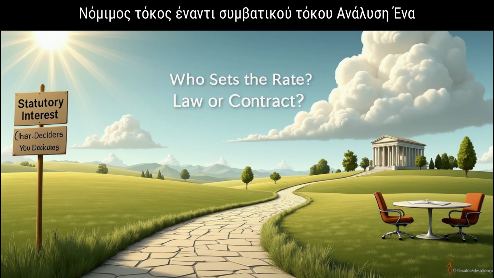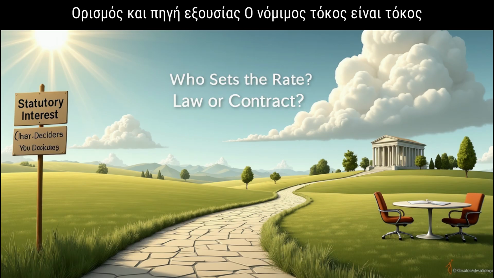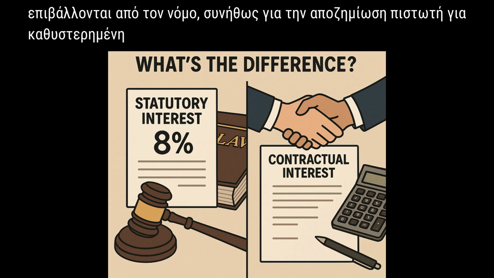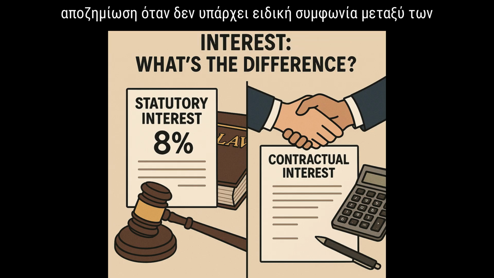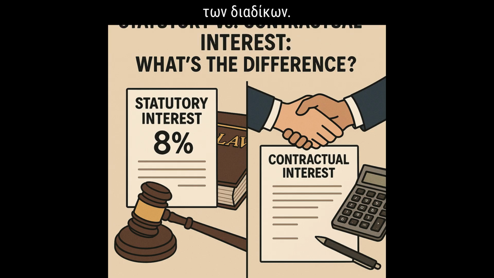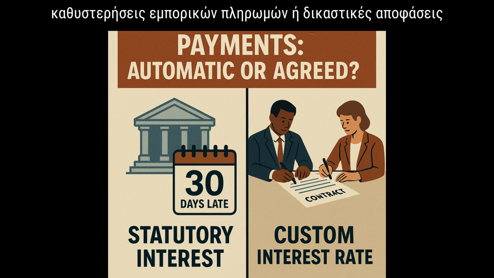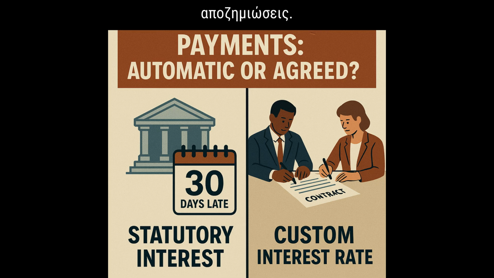Statutory interest versus contractual interest. Analysis. 1. Definition and source of authority. Statutory interest is interest imposed by law, typically to compensate a creditor for late payment or damages when no specific agreement exists between the parties. It is set by legislation and applies automatically in certain situations, such as late commercial payments or court-awarded damages.